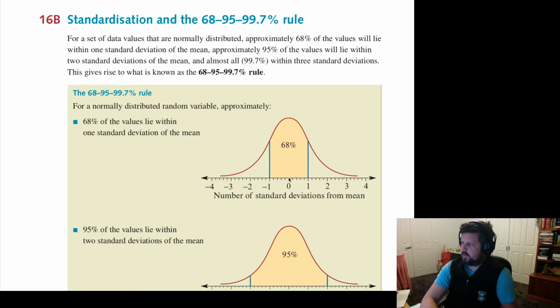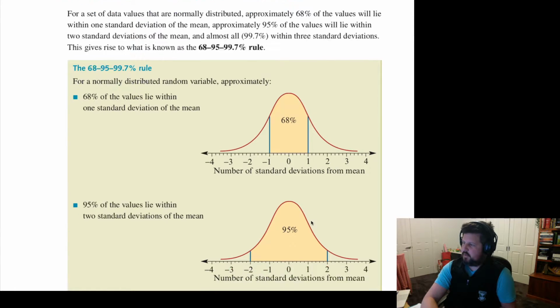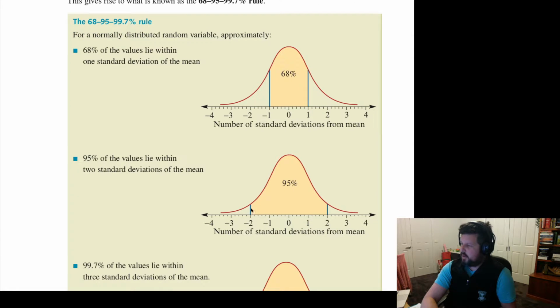You've got the mean in the middle here. You can see one standard deviation either side of that. 68% of the data lies within there. Cool. Check. Next is the 95%. It says 95% of the values lie within two standard deviations of the mean. So again, two standard deviations above, 1, 2, and two standard deviations below, 1, 2. You can see here 95% of the data lies within there.